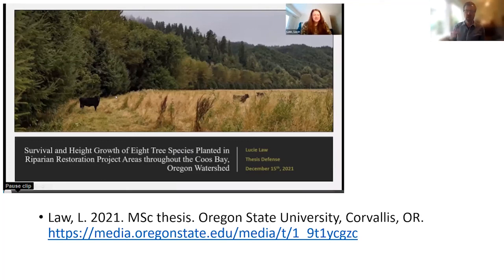They worked in, I think it was 12 project areas throughout the Coos Bay area of Oregon. And they tracked the survival and height growth of 8 different tree species planted in all of these areas, and were able to make much stronger conclusions than they could have if they had just worked in a single site.